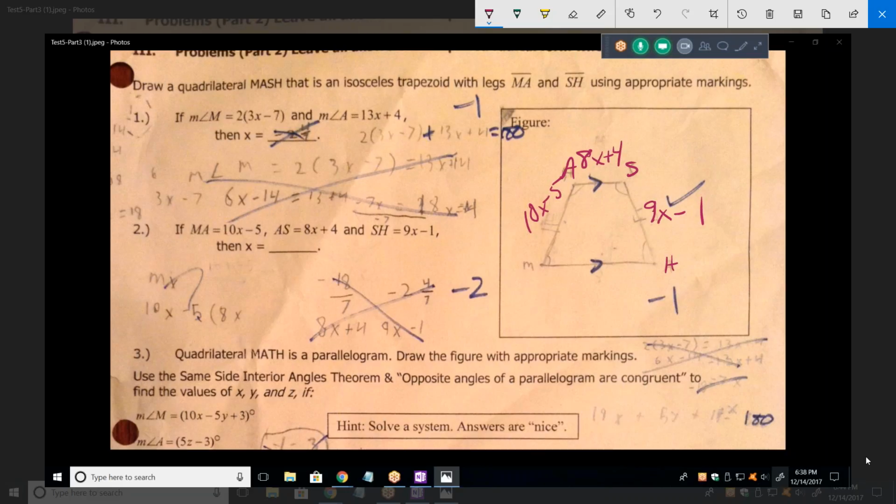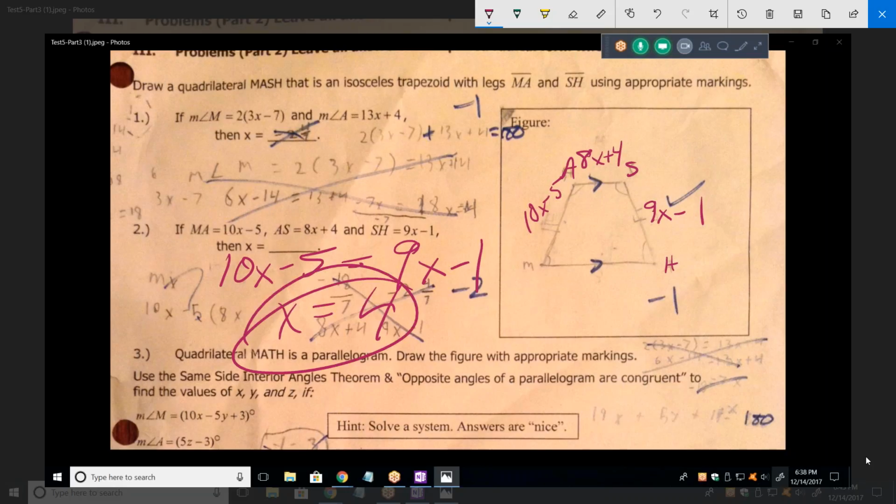What kind of trapezoid is this? Oh yeah, it's an isosceles trapezoid. Okay, so what does that mean? So we could go 10x minus 5 is equal to 9x minus 1. Solve that for x. Okay, so then x is equal to 4. Perfect. Notice we didn't need that.